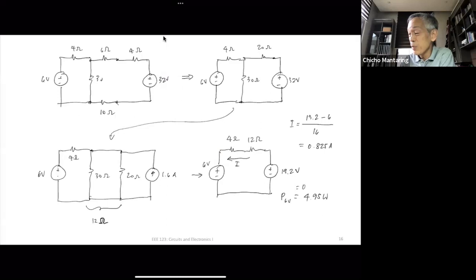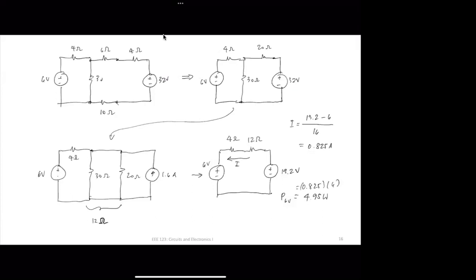So this is 0.825 multiplied by 6. Is it absorbing or delivering power? You should be experts by now, no? Absorbing. Yes, it's absorbing, right?